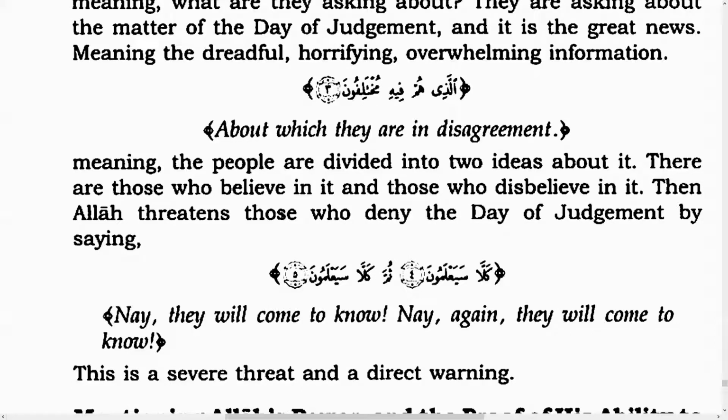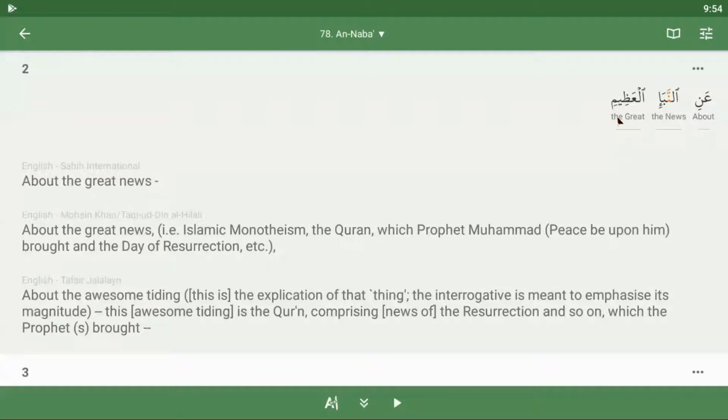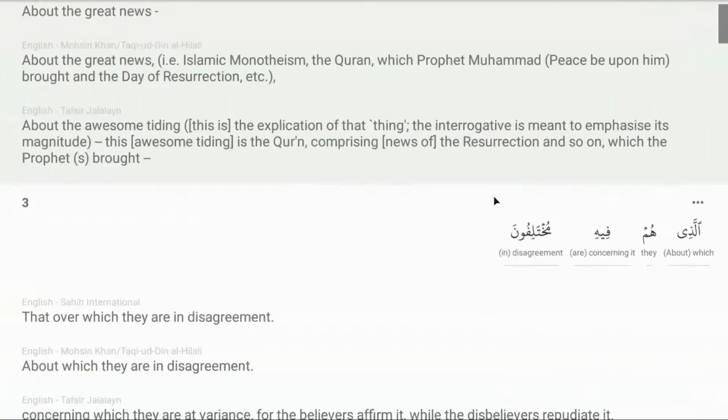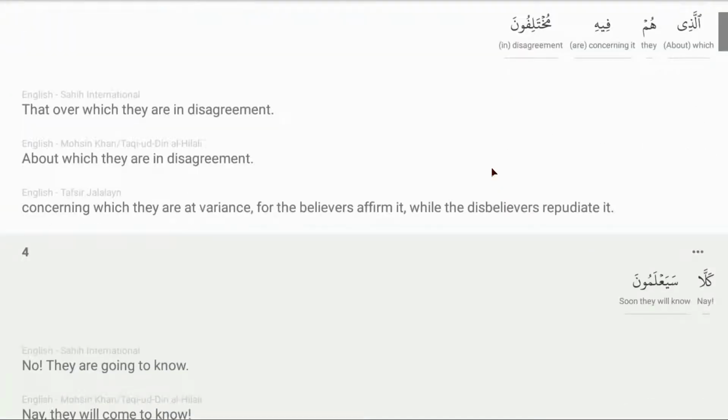Then Allah threatens those who deny the Day of Judgment. He started by saying, what are they asking about? An-Naba al-Azim, alladhi hum fihi mukhtalifun, they are in disagreement. Tafsir Jalalayn says they are at variance. They're not fixed, they are variable.